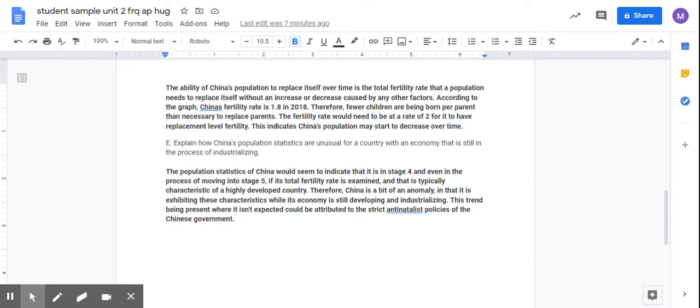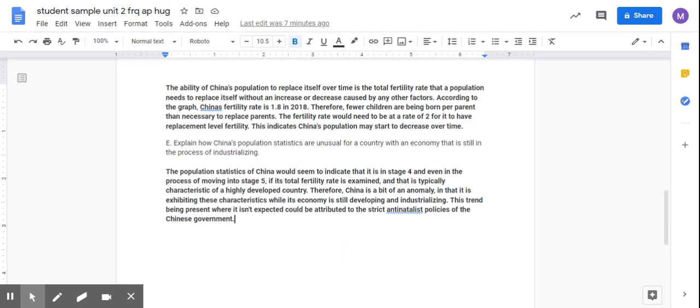They mentioned the stage that China's in. They mentioned that China is still developing. They could have made a reference to being mainly rural, a lot of farmers still in the country, indicative of a stage 2 country, stage 3, and then pointed out why they're actually in stage 4. Anti-natalist, they could have elaborated a little further. But I felt it was enough to lock in that point, that explanation point.